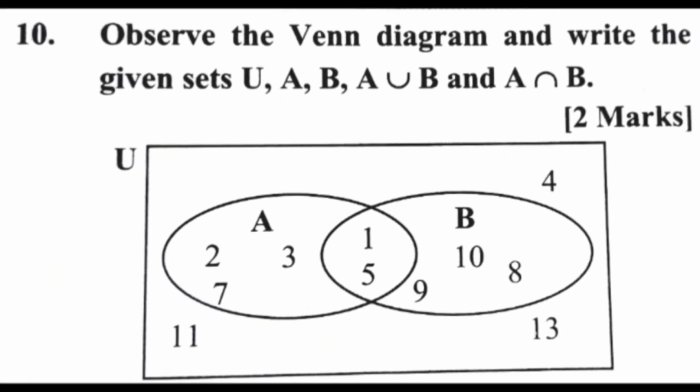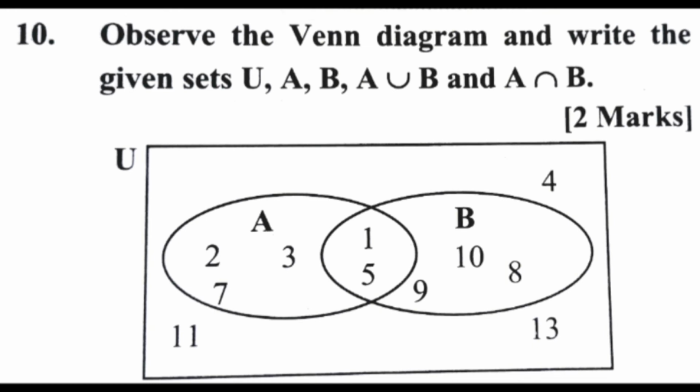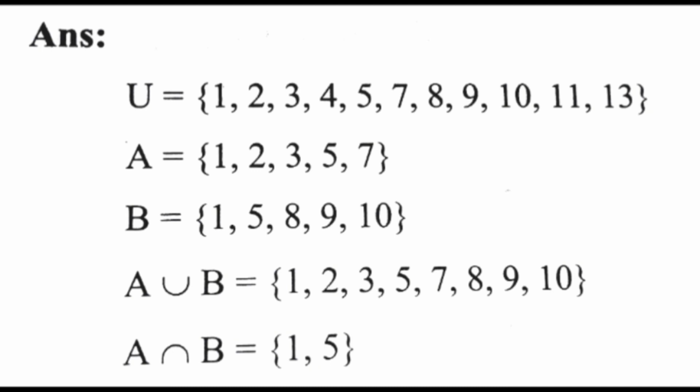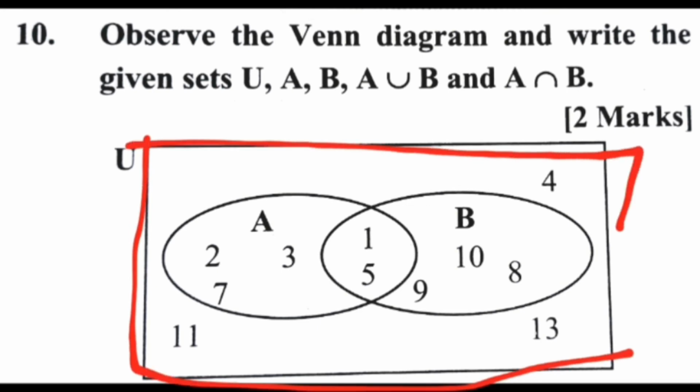Number 10. Observe the Venn diagram and write the given set U, A, B, A union B and A intersection B. So here we have given one Venn diagram and based on this we have to find universal set, elements of set A, elements of set B and elements of A union B and A intersection B. So let's see universal set. What are the elements of universal set? Everything present in this rectangle.